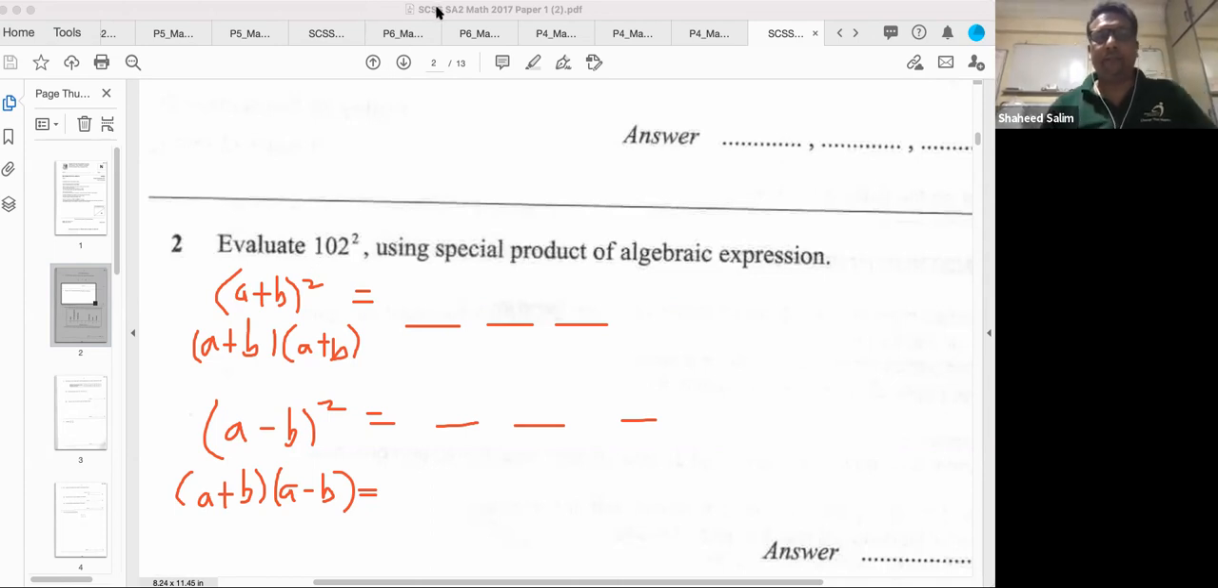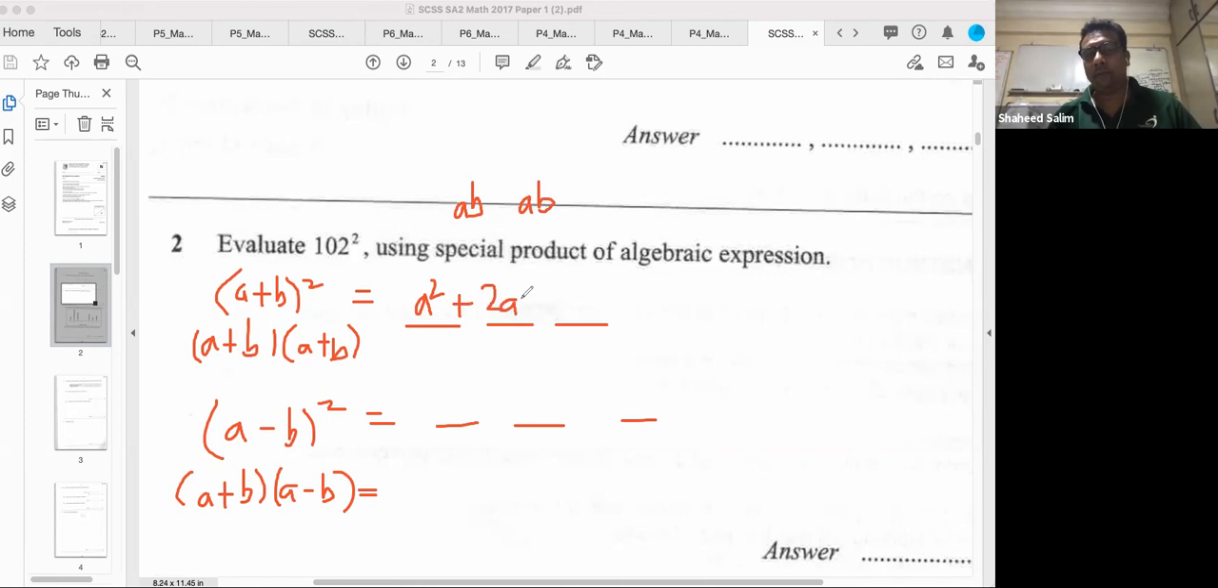Oh, you got the answer already. A squared plus B squared. You have forgotten. Look. A times A, A squared here. Then A times B, you get one AB. Then B times A, another AB. So how many ABs? 2 ABs. Then B times B, you get B squared.